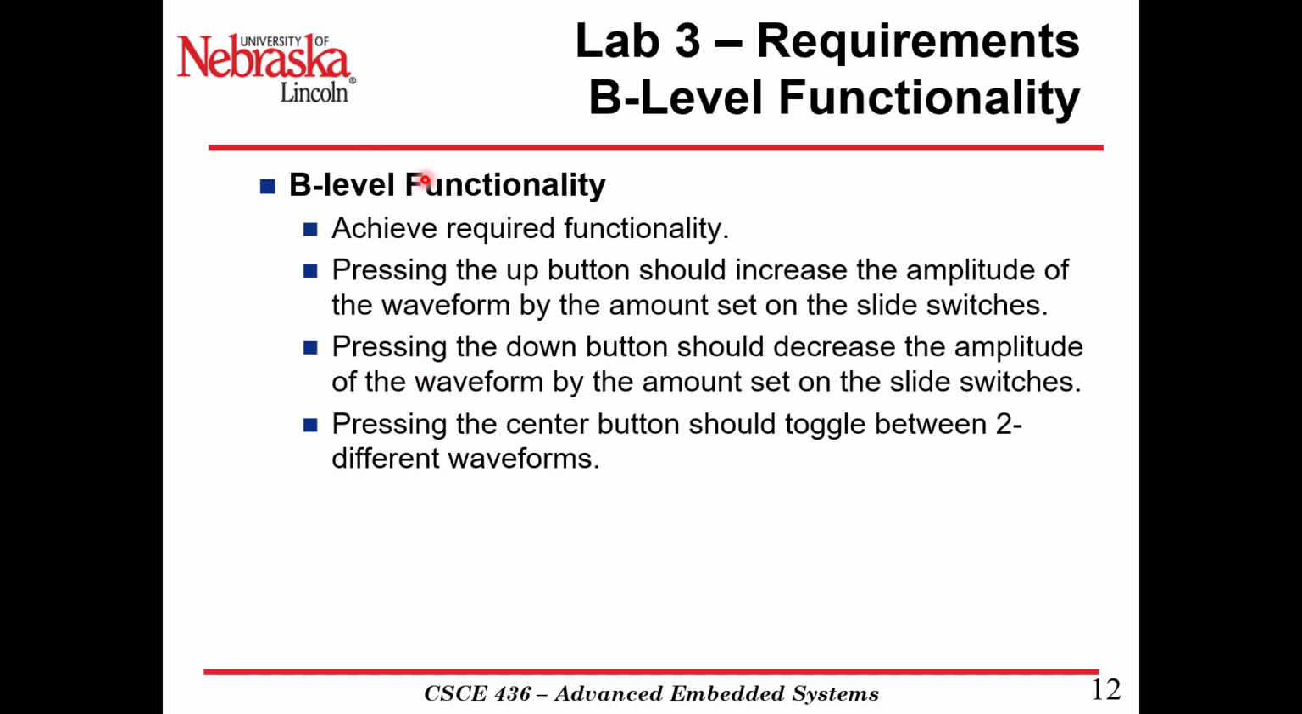To achieve B-level functionality, you have to achieve required functionality, and then you're going to have the up button increasing amplitude by a set amount on those slide switches. You decide on how much you want to increase, and then the down button will decrease the amplitude. Pressing the center button should toggle between the two different BRAMs. So you're going to implement two different waveforms in BRAM, non-piecewise linear, and then generate those output waveforms.